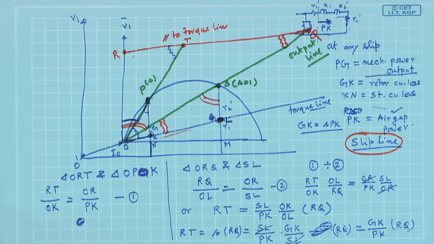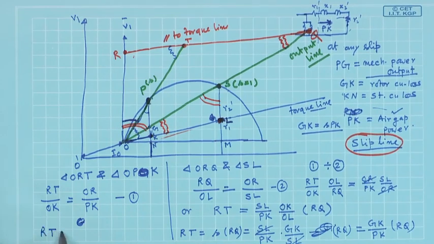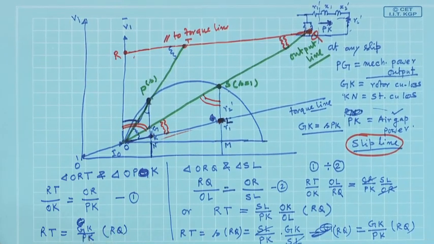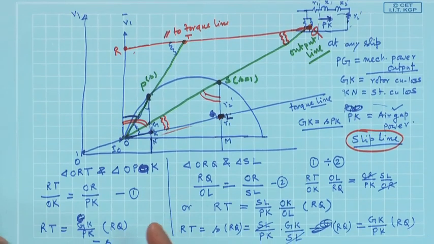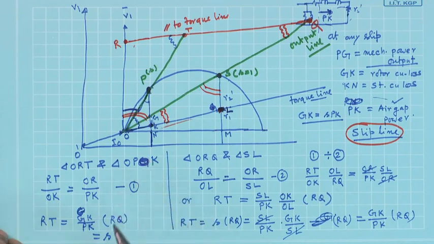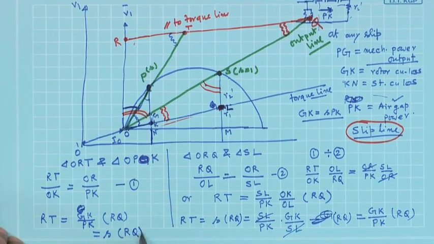Therefore, finally what we have got at T is equal to GK by PK into RQ. But GK by PK is slip, because air gap power into slip, that is S into PK, is equal to GK. GK is equal to S into PK. So, this will be S into RQ.